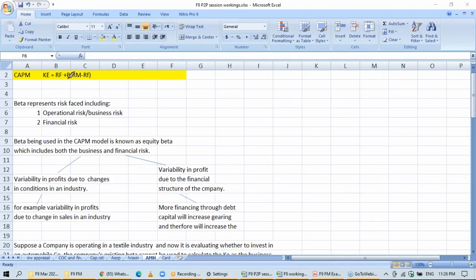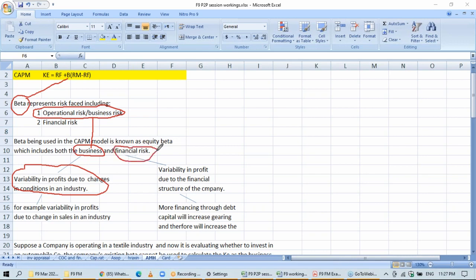Now what happens? The beta in the CAPM represents 2 types of risk: the operational or the business risk. Operational risk, it's defined here, means the business risk: variability in profits due to changes in the conditions in an industry. And the other one is financial risk, which is variability in profit due to the financial structure of the company.